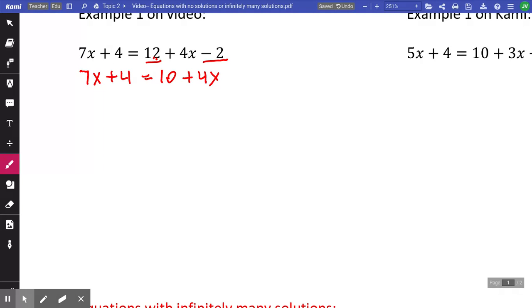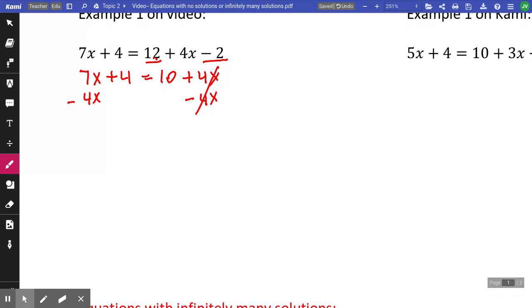I see that I have variables on both sides, so my goal is to put all the variables on one side and all the constants on the other. So let me start by canceling this 4x. It's a positive 4x, so if I subtract 4x, that means I can cancel that, because if I add 4x and then take away 4x, basically I've done nothing there. Whatever I do to one side, I do to the other.